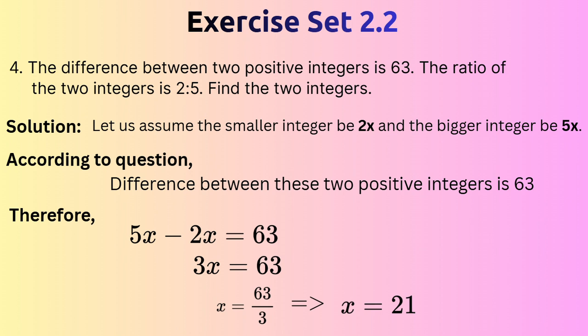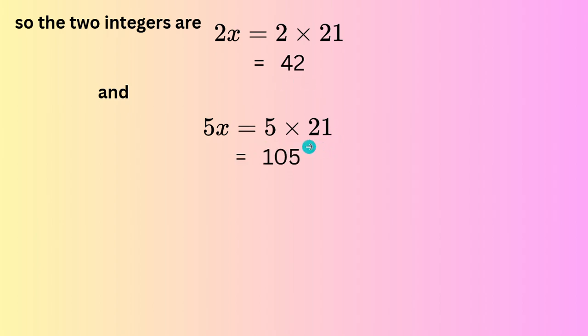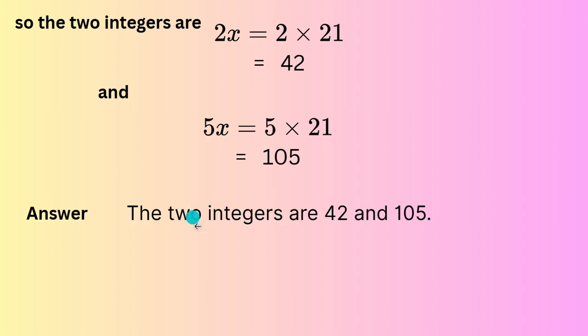Let's put this value of x in 2x and 5x. So we will get 2x equal to, x की value 21, 2 into 21 will be 42. This is the smaller one. And 5x, 5 into 21, it will be 105. This is the greater one. So the two integers are 42 and 105.